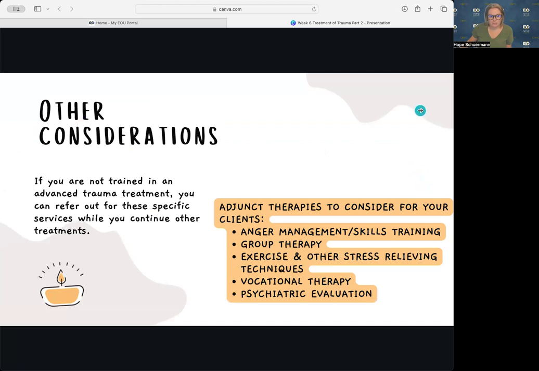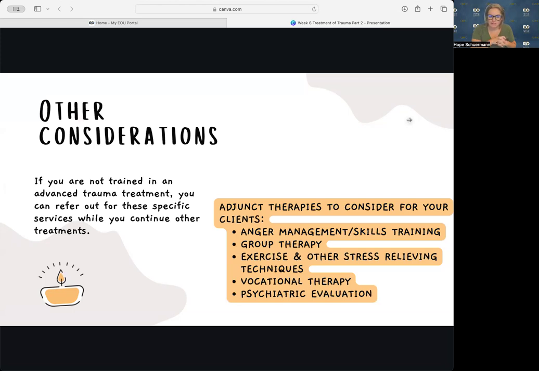And just some other considerations, if you are not trained in an advanced trauma treatment, you can refer out. So having a good referral list is always really helpful, I think, for any type of work that you do. So know who you can refer to. If somebody needs a primary doctor, have a couple of referrals for that. If somebody needs psychiatric care, make sure you have some referrals for that. And this is another type of referral that you could have.